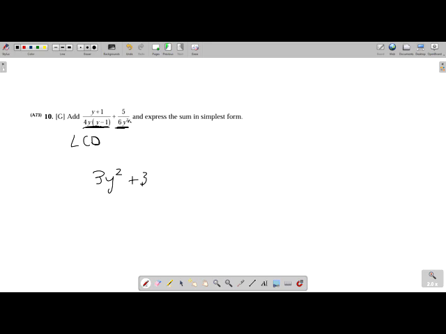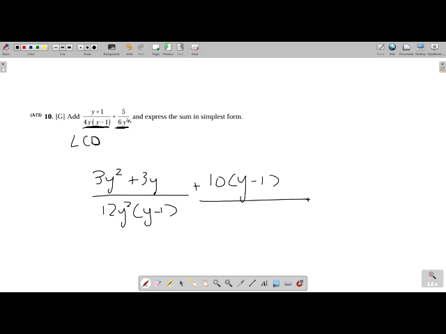So the first fraction, and then the second fraction: 12y squared, y minus 1. Okay, that's for the first fraction. For the second fraction, plus, now you need to multiply by 2 to get 12y, and of course also y minus 1, because you want it to be the same. That's the LCD. So it's going to be 10 y minus 1 over 12y squared, y minus 1.